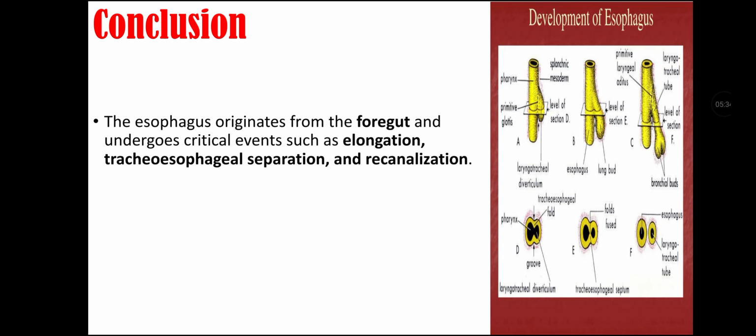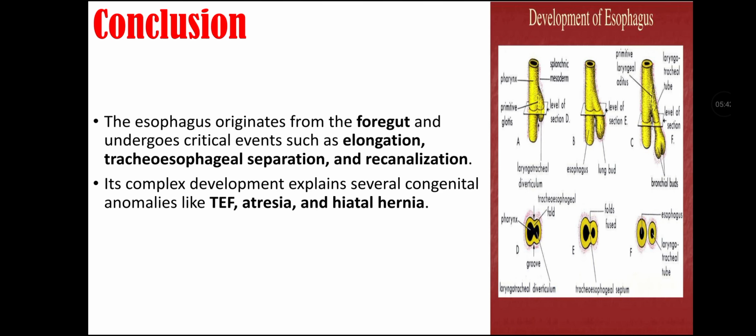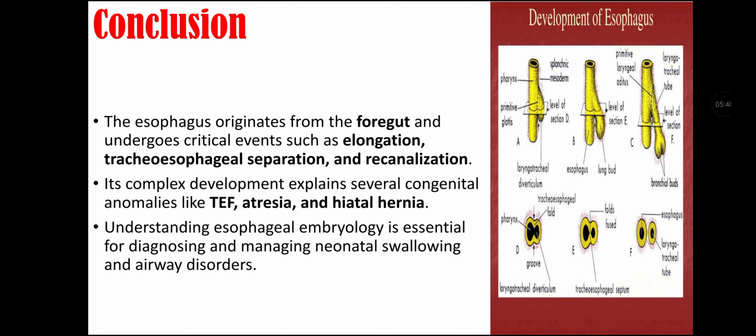Now let's talk about the conclusion of this lecture video. The esophagus originates from the foregut and undergoes critical events such as elongation, tracheoesophageal separation, and recanalization. Its complex development explains several congenital anomalies like TEF, atresia, and hiatal hernia. TEF is tracheoesophageal fistula. Understanding esophageal embryology is essential for diagnosing and managing neonatal swallowing and airflow disorders.